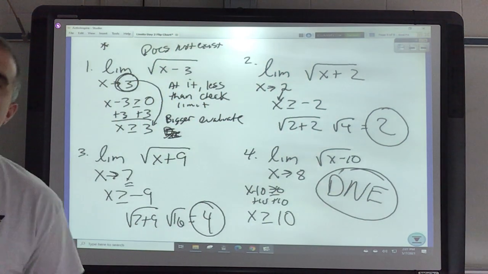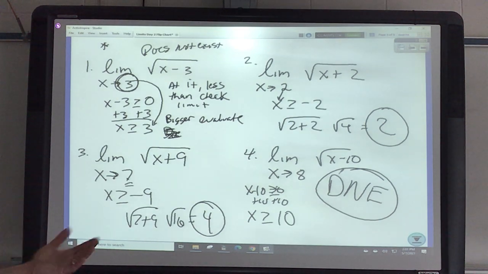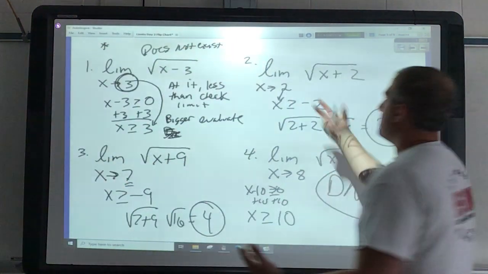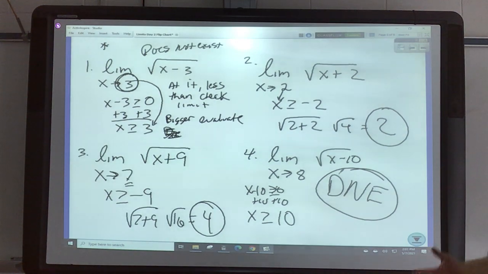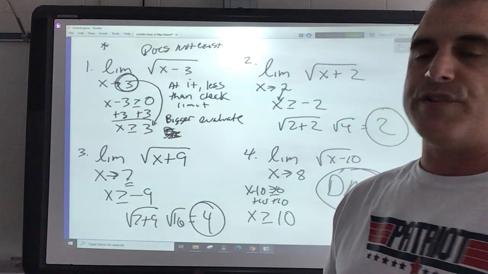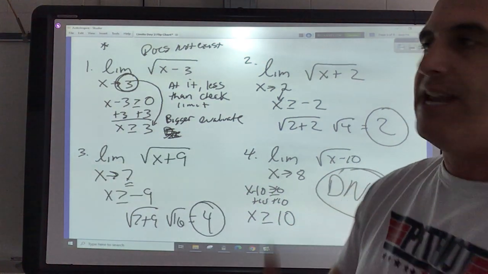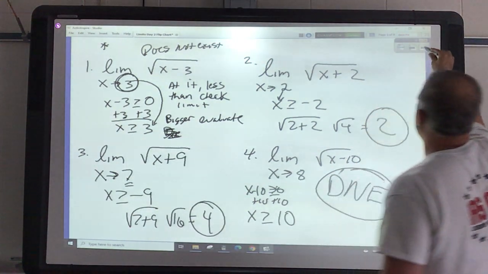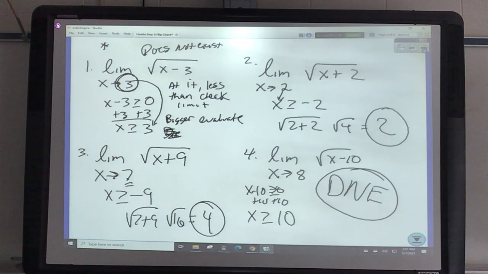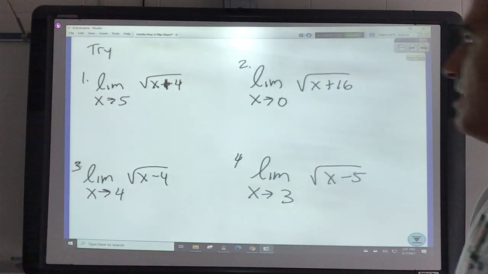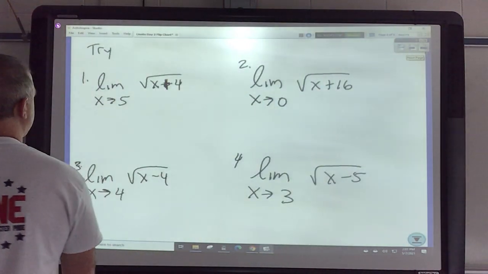All right, sometimes they're not going to have limits, and other times they are. It all depends upon, is the number that they're asking for in the limit, is it okay in the domain? If it's well into the domain, you're good. If it's at the domain or less than the domain, you're probably not going to have a limit for that, okay? All right, so what I'd like you to do is go ahead and pause your video and go ahead and work on these, okay?